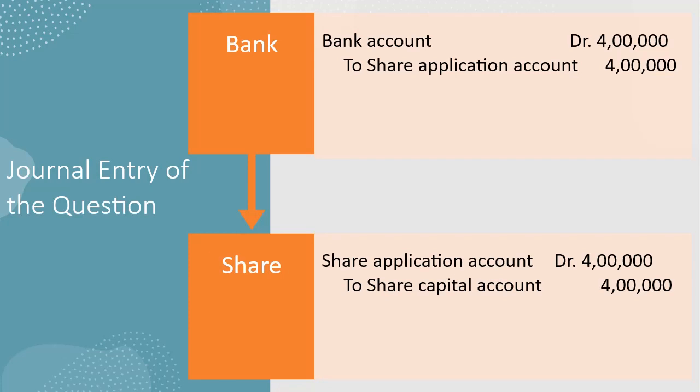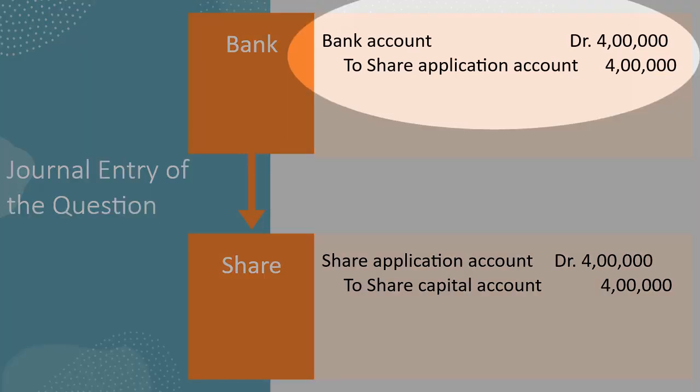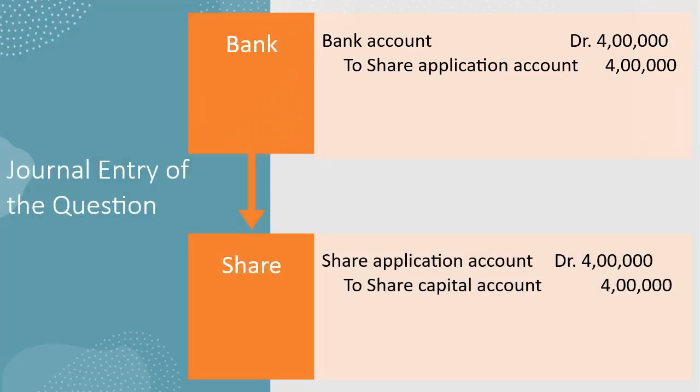When a company issues shares, it receives applications from the public to subscribe to these shares. The company then evaluates these applications and decides to allot shares to the applicants accordingly. In this entry, the bank account is debited with 4 lakhs rupees, which represents the amount received from the applicants on application. On the other hand, the share application account is credited with the same amount of 4 lakhs rupees, which represents the amount of share application from the applicants.